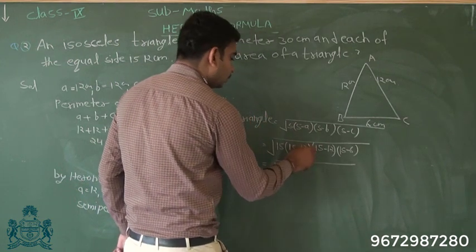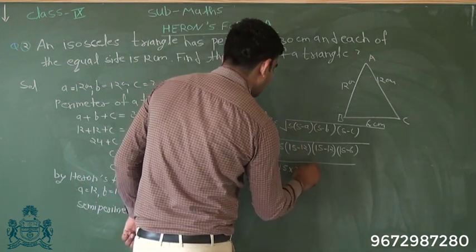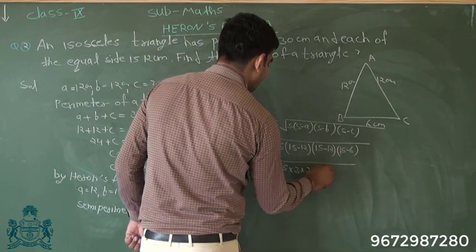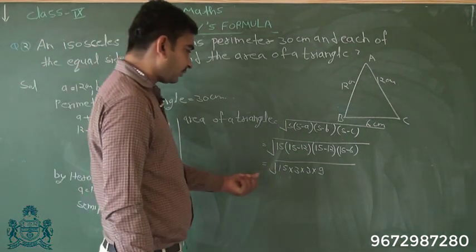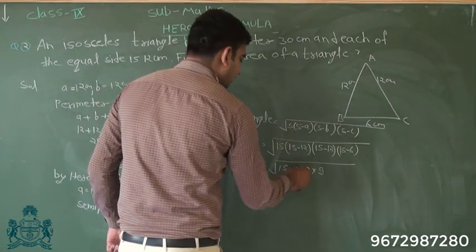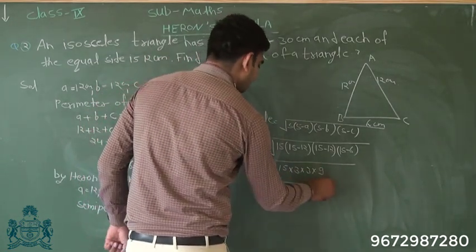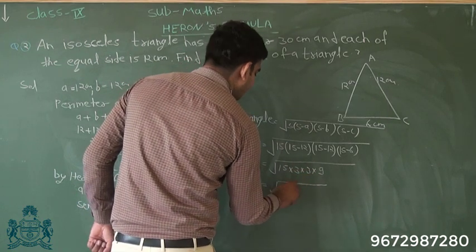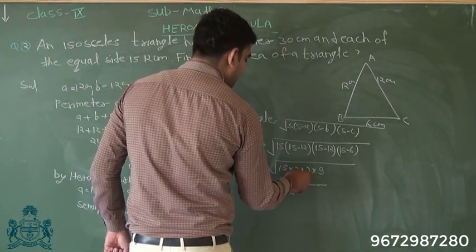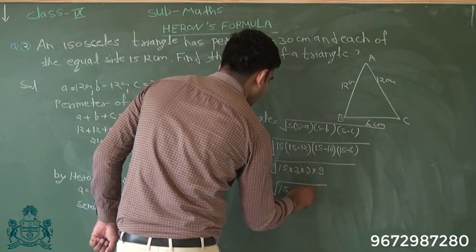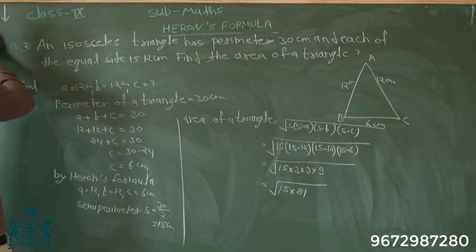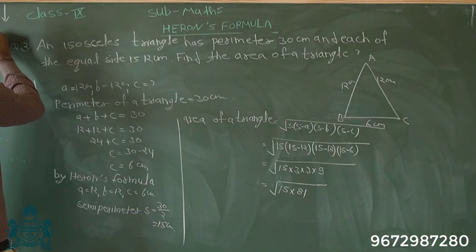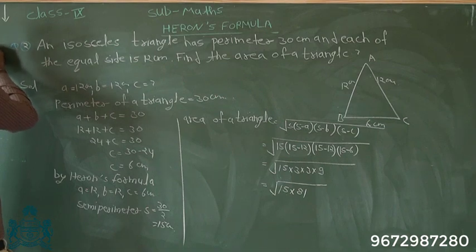15 into 15 minus 12 is 3, into 3, into 15 minus 6 is 9. 3 3 जा 15 into 3 3 जा 9 और 9 9 जा 81. 81 into 15.